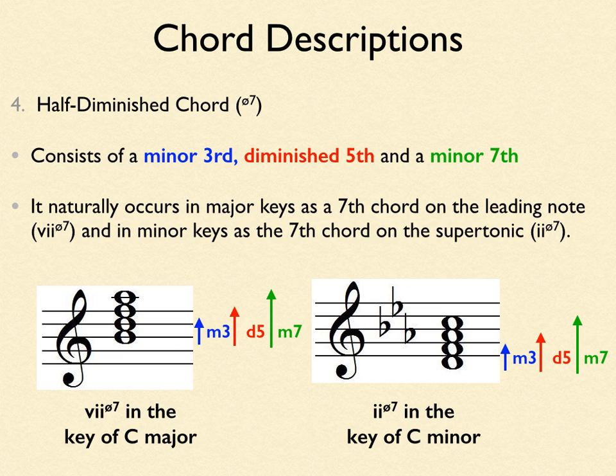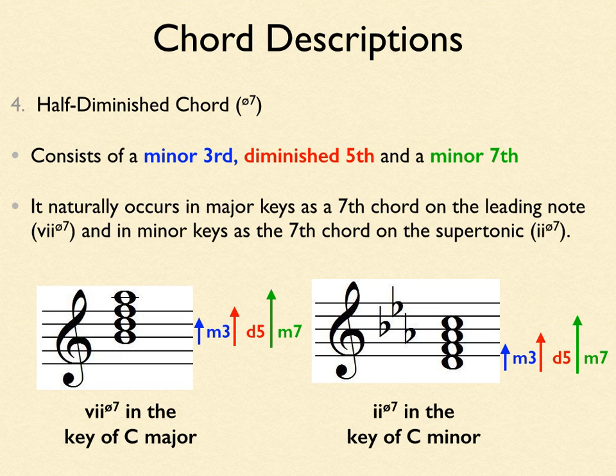So now the distance between your D and your F is a minor third, between your D and your A flat, because remember we're in C minor. So D to A flat is a diminished fifth, and between D and your C is a minor seventh. So it's still the same distances between those notes as it was in the major key. If you look at the first example, all I've done is just switch it into a minor key.